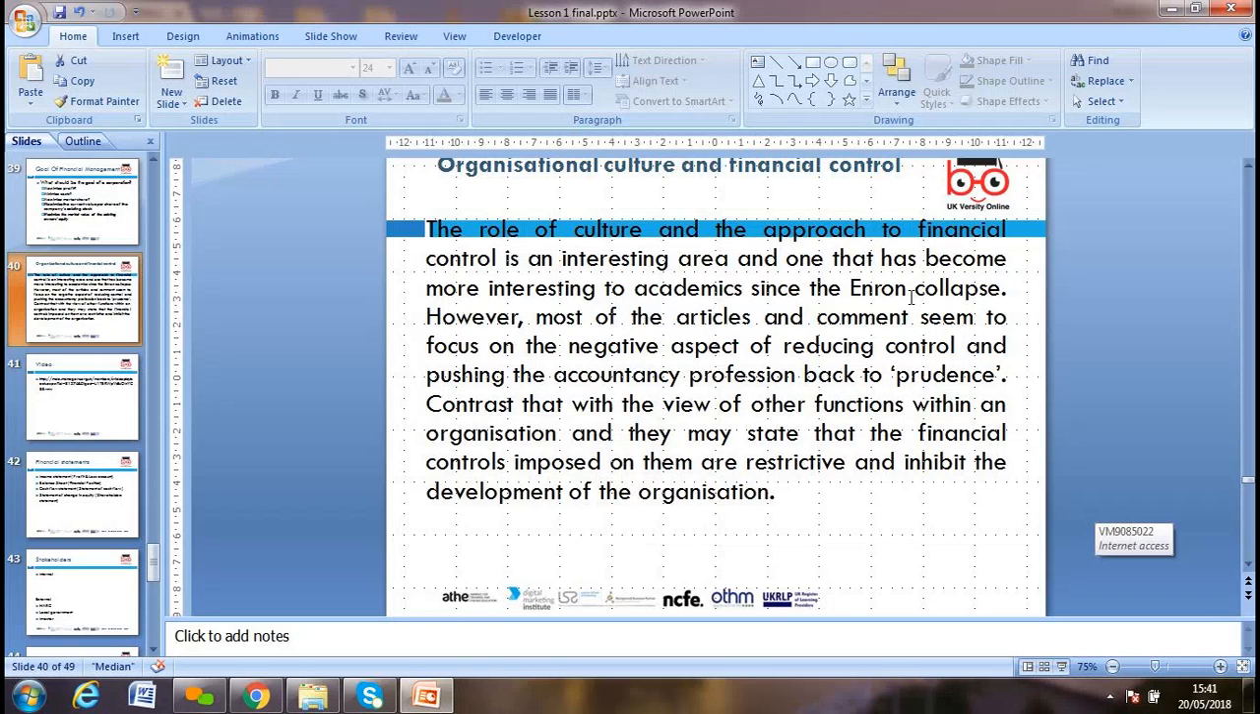Organization culture and financial control. The role of culture and the approaches of financial control is in assessing the areas. One has become interesting: the academic Enron collapse article. Enron was the biggest company in the United States, but they couldn't afford to pay back money to their shareholders as well as their employees, and ultimately collapsed. So all this we need to look at.